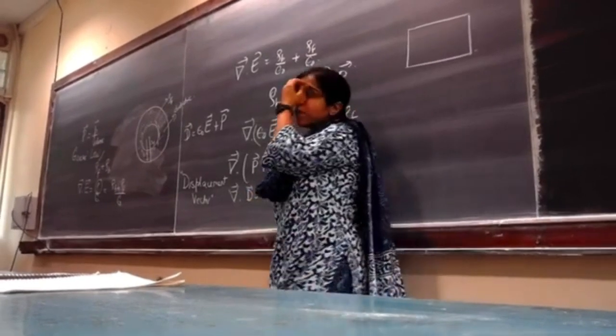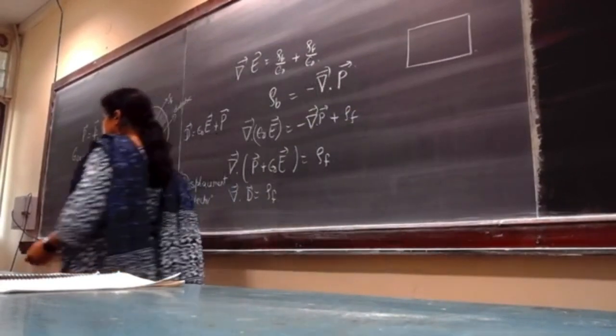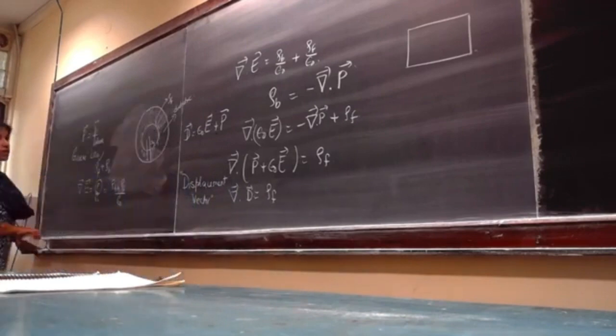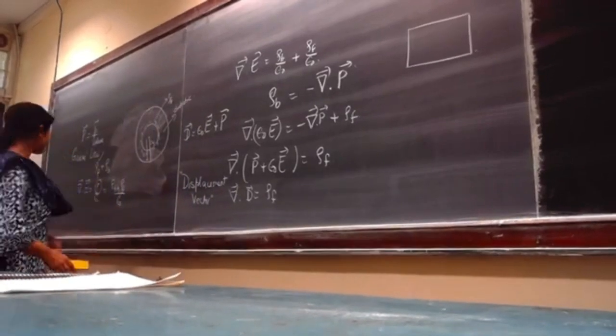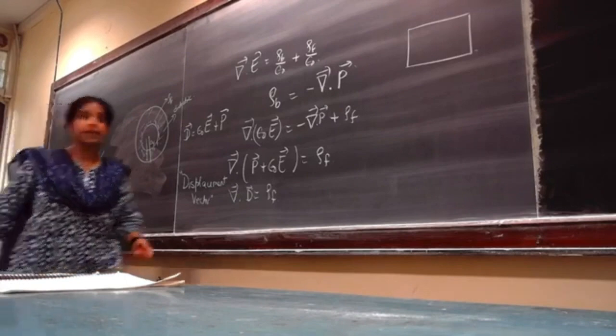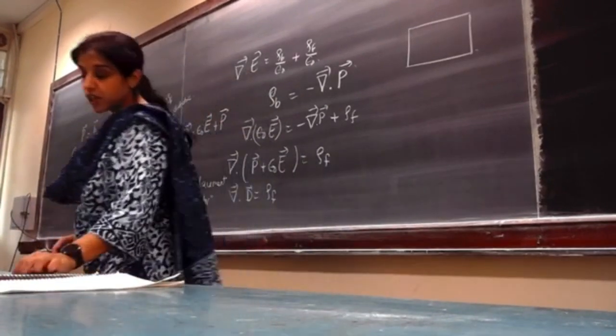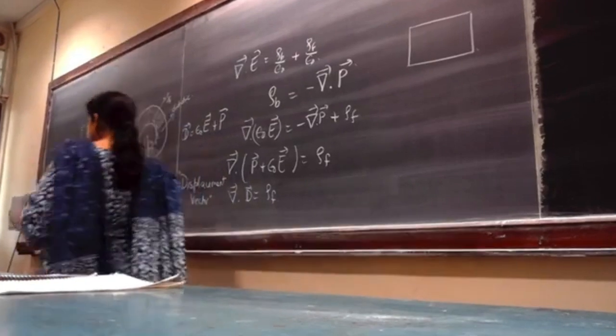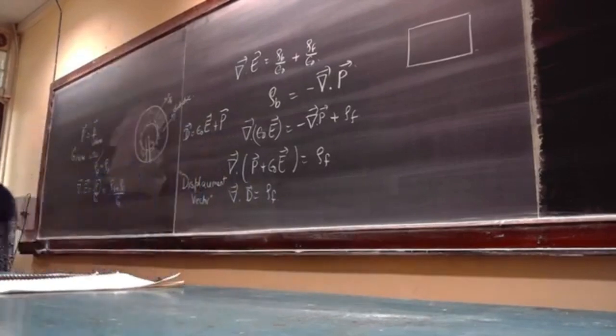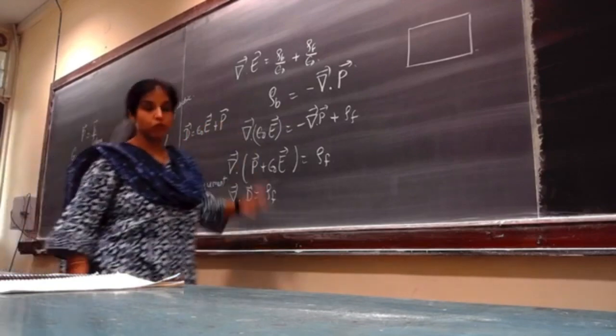Right? Let's do one numerical problem to see what is the role played by this D, and how I calculate D using Gauss's law. And then there's a warning that I'm going to give you, which is going to be extremely important. Is this clear to you till this point? Let's do a very simple problem based on what we've studied.